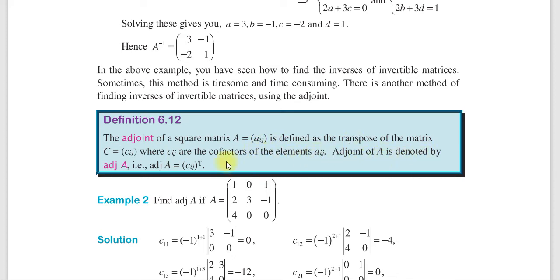The adjoint of A is denoted by adj A. Adjoint of A means the transpose of the matrix of cofactors Cij, so our first task is to find the cofactors. For example, find the adjoint of A, where A is 1 0 1, 2 3 -1, 4 0 0.